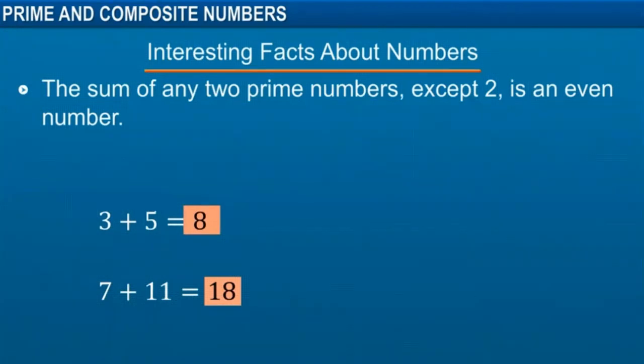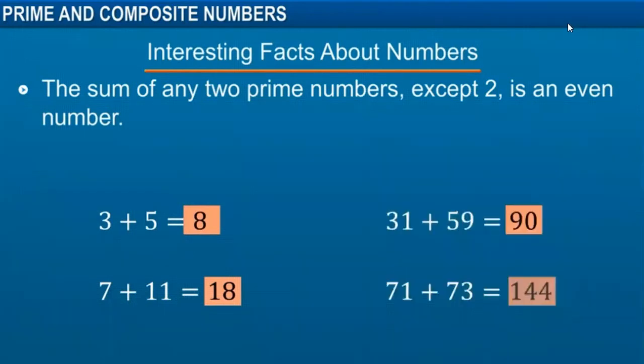Okay, so we learned that prime numbers are odd numbers. So if you add the prime numbers you will get an even number. Okay, the prime numbers we add are odd numbers. When you add them you will get an even number. Okay, so you can just write down this. The sum of any two prime numbers except 2 is an even number, and you can write the examples also. So that is the one thing we understood.